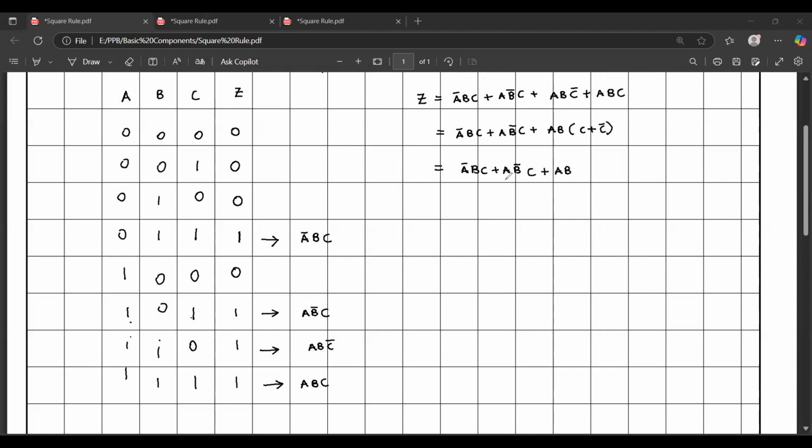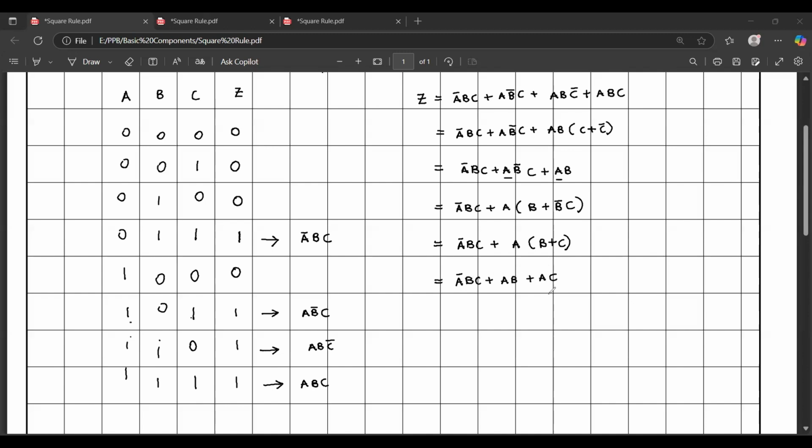Okay, now what can I do? Well, I can take a as the common factor, so that will give me a bar bc plus a into, I'll write this one first, b plus b bar c. So that will give us a bar bc plus a into b plus c. Why? According to the redundancy law. Now it will be a bar bc plus ab plus ac.